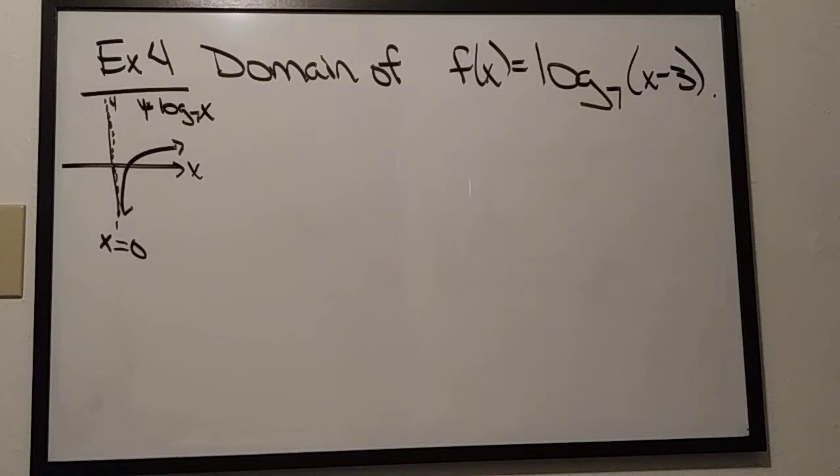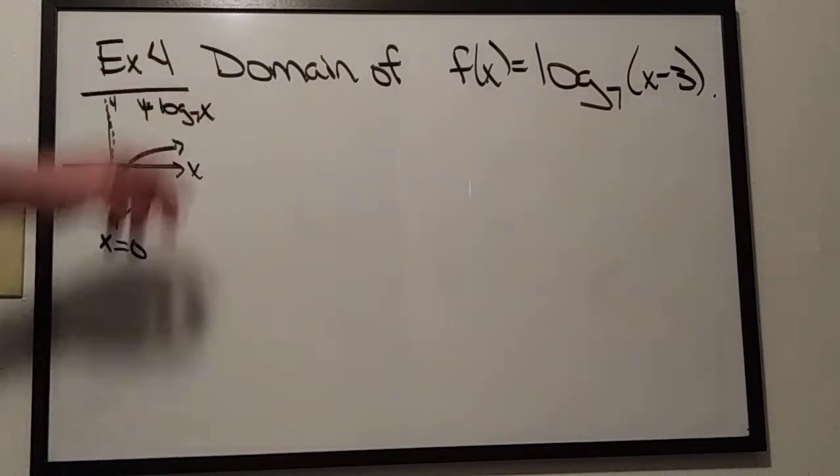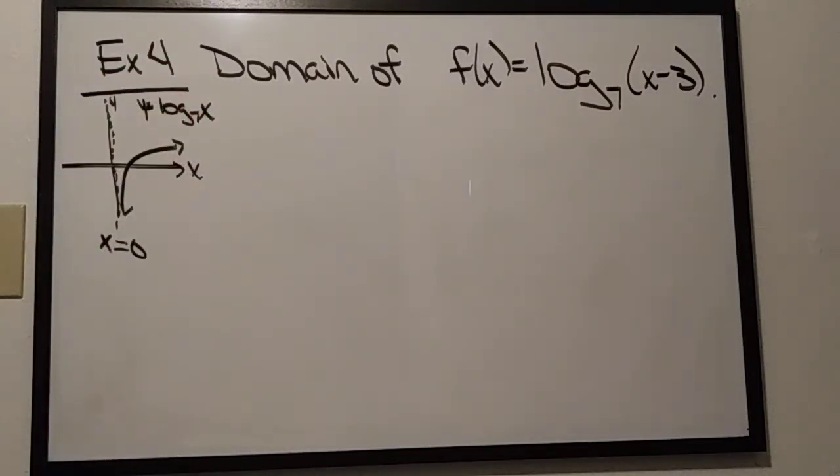Now, a more general statement is to say that the argument of our logarithm has to be greater than 0. Now, if I know that the argument of my logarithm has to be greater than 0, I can also say that the argument of my logarithm has to be positive. So you want to keep that in mind as we're doing example 4. In example 4, they're asking us for the domain of a logarithmic function. F of x equals log base 7 of x minus 3.